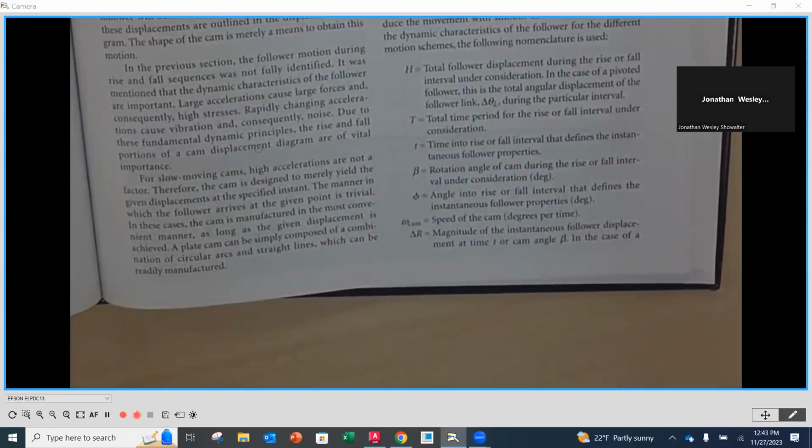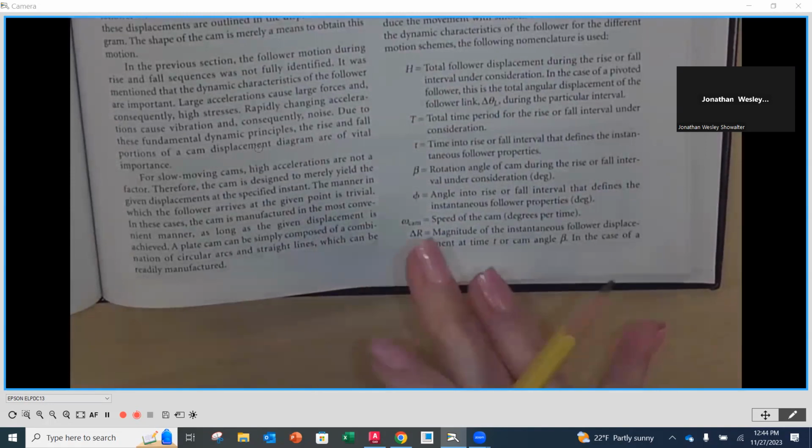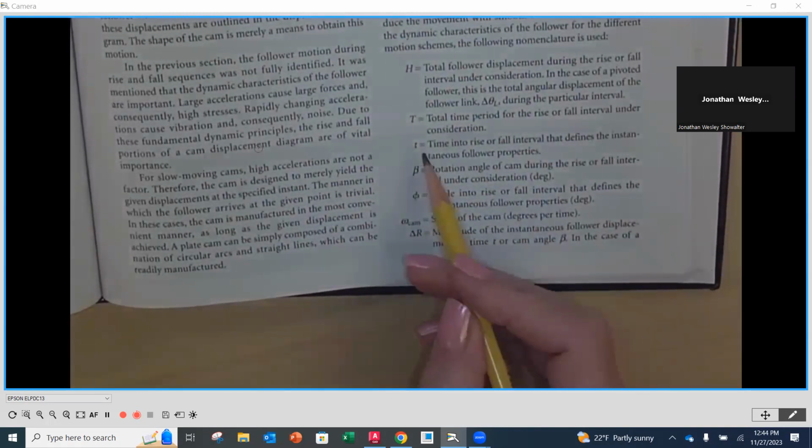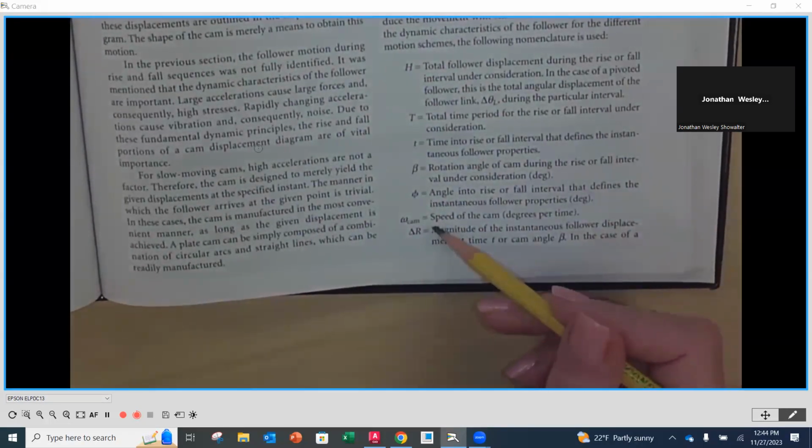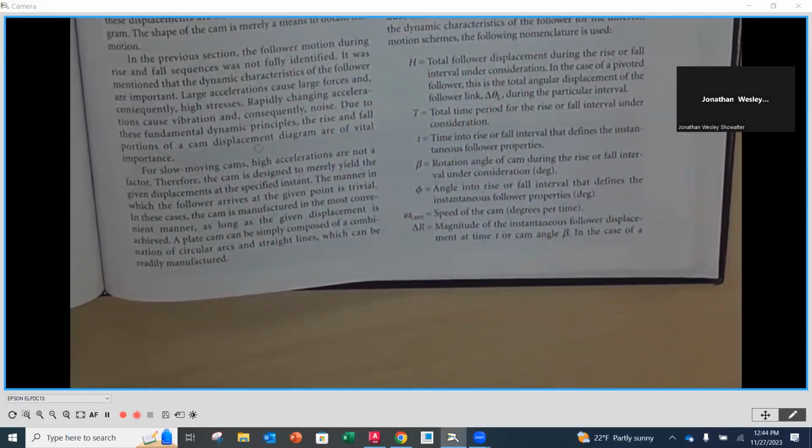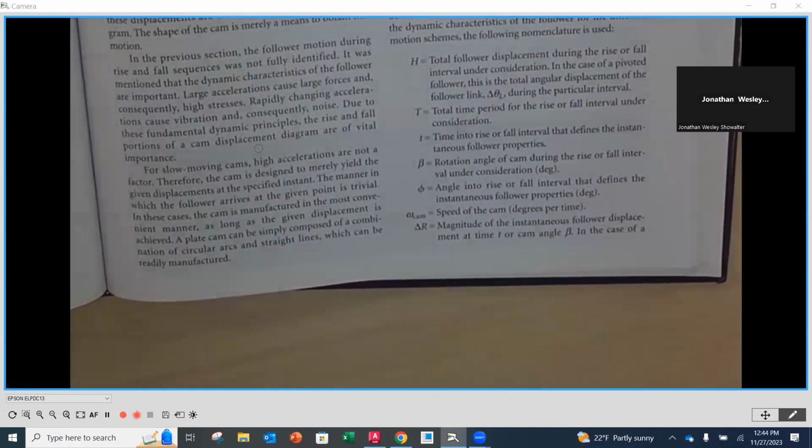The next one here is going to be the angle into the rise or the fall interval that's defined by instantaneous follower properties. Again, as far as displacement diagrams and the cam profile go, this one is not going to be used as often, but we do see it in some of the equations coming up. And then you're going to notice that we have W, which is the speed of our cam. This is going to be in degrees per time, whether that is per second or per minute, depending on what we're using it for.